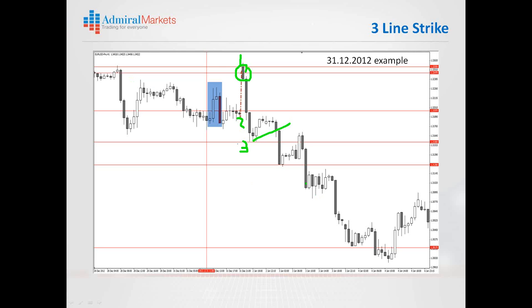This is three line strike. First, second, and third candle, and then fourth candle ate them all. So it's a bullish continuation. Don't go for shorts there.